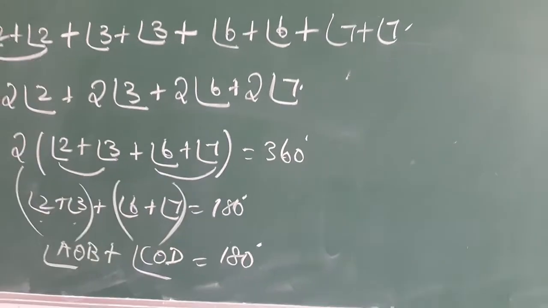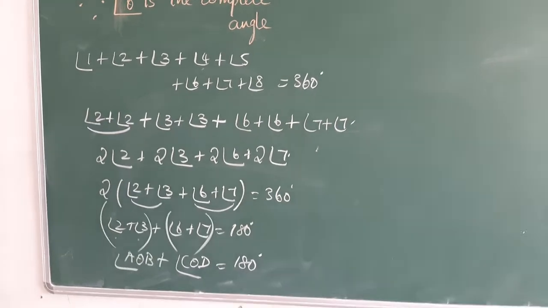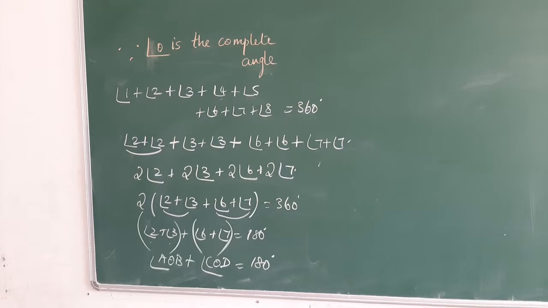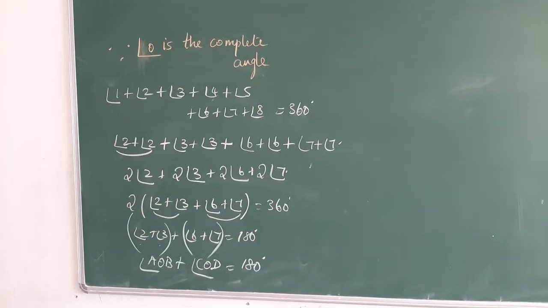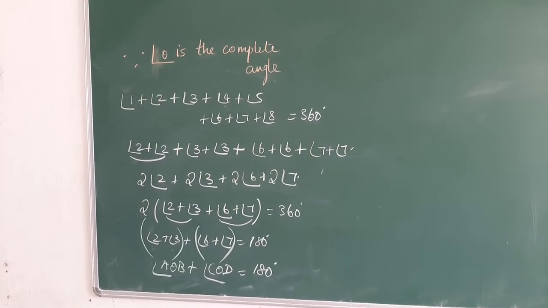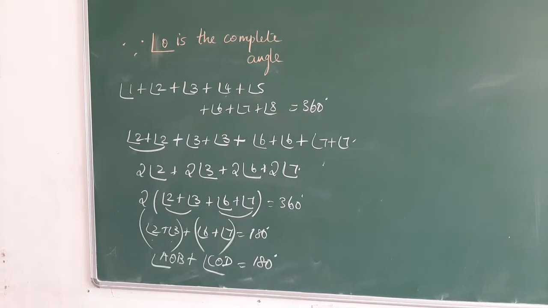This is what they asked us to prove, right children? What we have proved here is that the opposite sides of a quadrilateral subtend supplementary angles at the center. So AB is one side and CD is the opposite side. If these two sides are making an angle at the center, and if I add those angles, the sum is equal to 180. We should not stop with this.